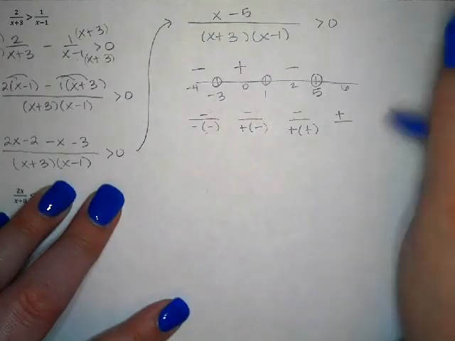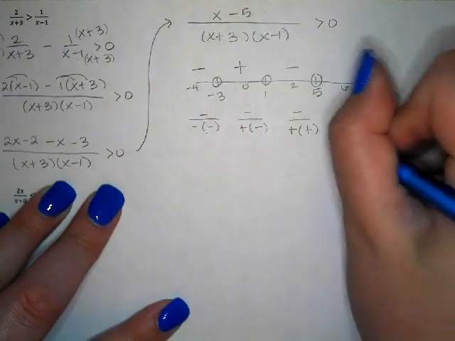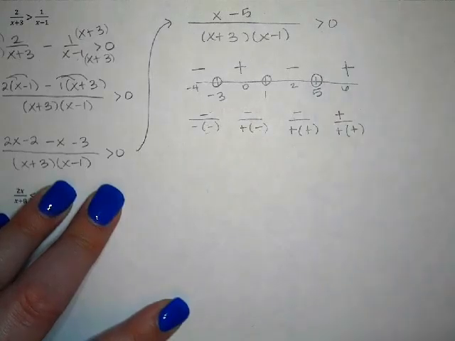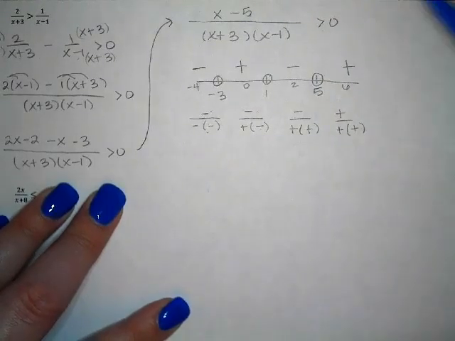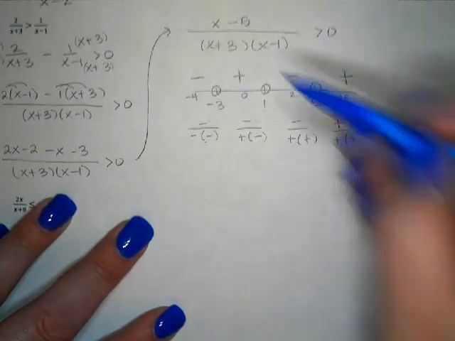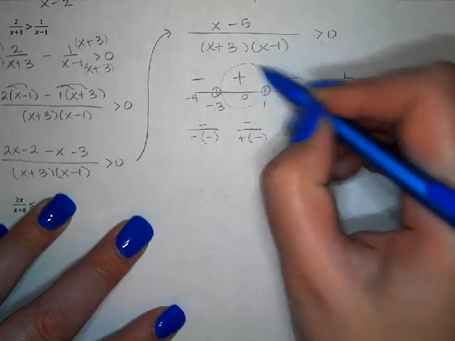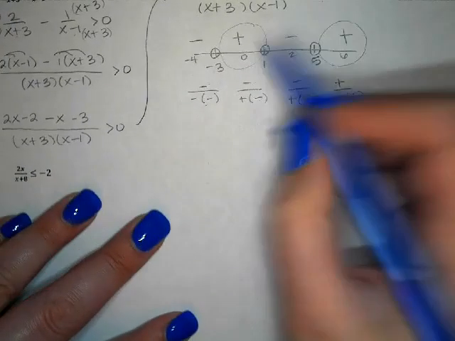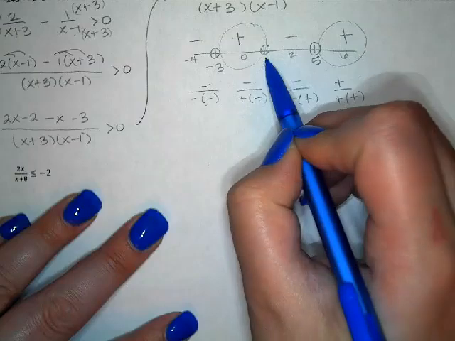Our inequality tells us that we are looking for answers that are greater than 0. And so they are here and here. And so our interval is from -3 to 1, not including the ends. And 5 and beyond, not including the 5.